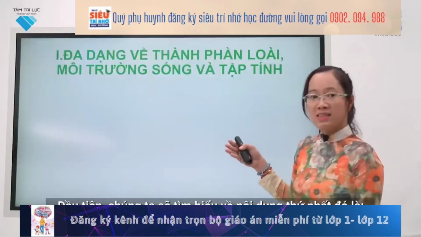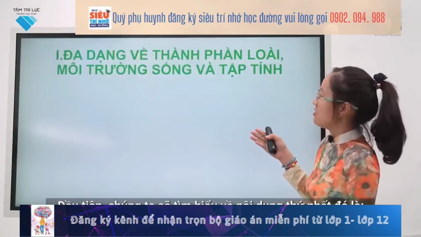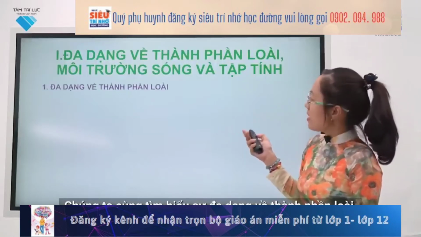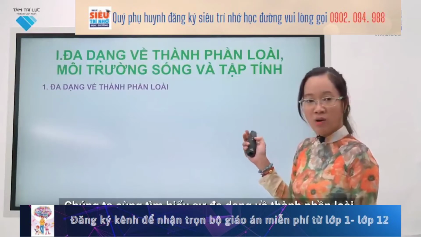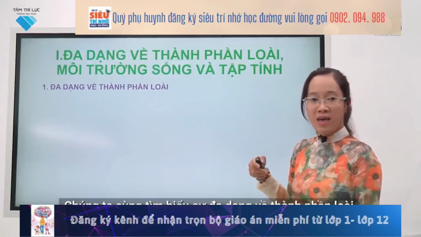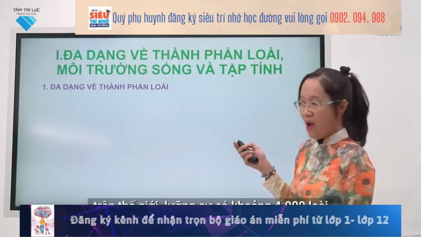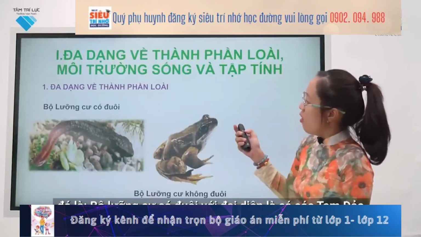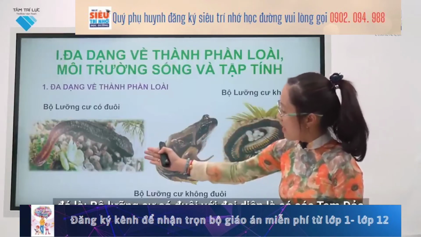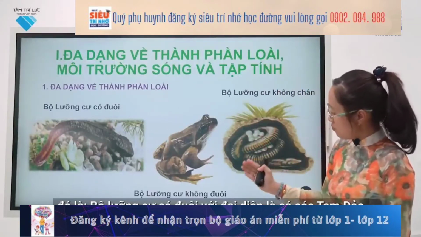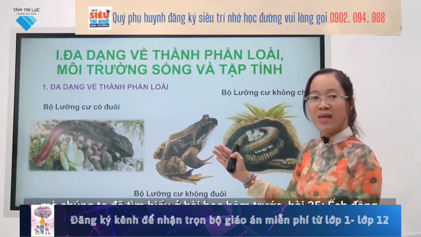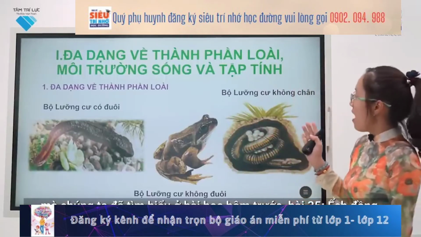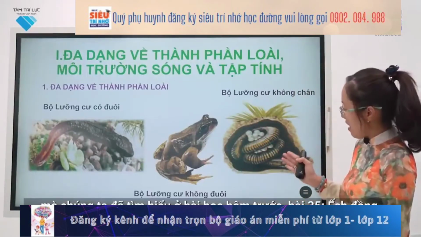First, we will learn about the diversity of species composition, habitat, and behavior. Let's learn about the diversity of species composition, as I introduced earlier. In the world, there are about 4,000 species of amphibians, divided into three orders: the tailed amphibians, represented by the tam dao salamander; the tailless amphibians, represented by the East Asian bullfrog that we learned in the previous lesson, Lesson 35; and finally, the legless amphibians, represented by the Ichthyosaurus glutinosus.